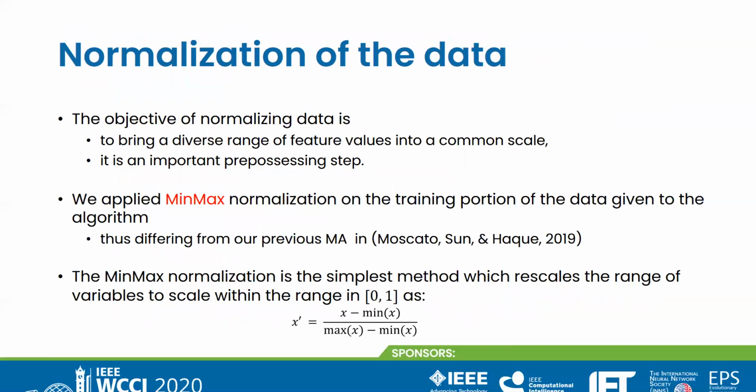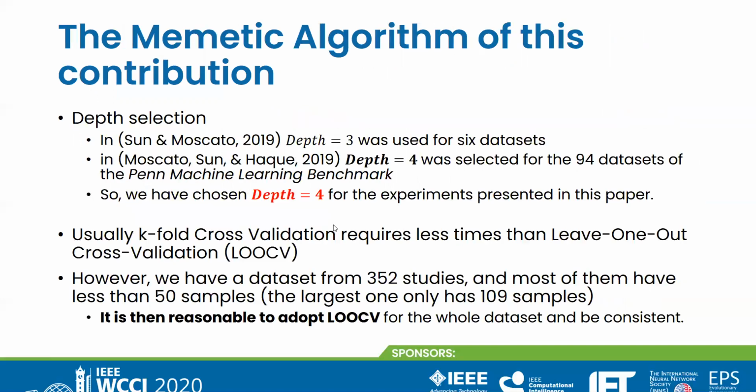We normalize the data. The objective of normalization is a pre-processing step, which is useful in machine learning, of course, and we are using min-max normalization, which is traditional in the field as well. The memetic algorithm is well described in the arXiv paper, and we are using depth equal 4. Initially it was depth equal 3, but we are using depth equal 4 also in this paper. We are doing it to try to have a baseline comparison of the results of this paper with what we have in the previous one.